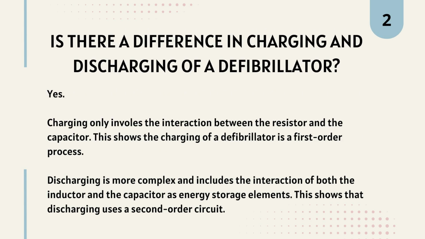Is there a difference between charging and discharging of a defibrillator? After doing some research, yes. Charging only involves the interaction between the resistor and the capacitor. This shows the charging of a defibrillator is a first-order process. Discharging of a defibrillator, however, is more complex and includes the interaction of both the inductor and the capacitor as energy storage elements. This shows that the discharging process uses the second-order circuit.